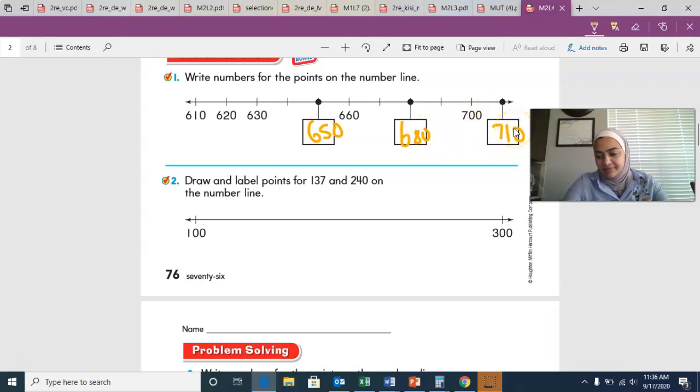All right. Draw and label points for 137 and 240 on the number line. So 137, would that be closer to 100 or 300? I think 100 and 100, they have the same 100, so that means they're close to each other. If 100 is here, then 137 would be closer to 100. If this is 300, then 240 would be closer to 300, which would probably be not too close to it, but maybe right there. That's where I would write it.